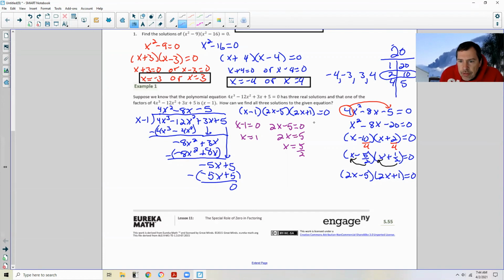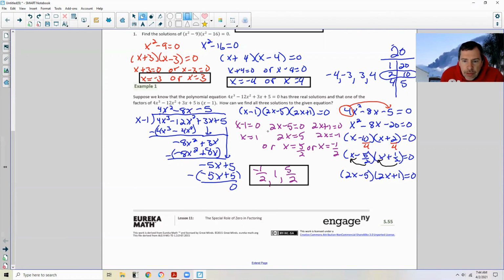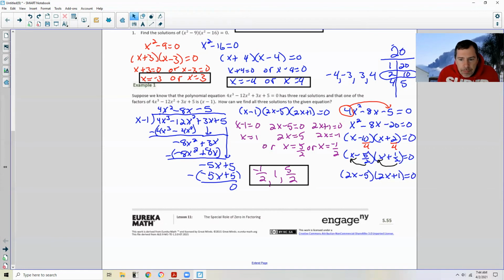Okay, and then 2x plus 1 equals 0. 2x equals negative 1. x equals negative 1/2. So I should have "or"s here because x can't be two different things at the same time. Put them in order. So my answer is negative 1/2, comma, 1, comma, 5 halves. Okay, there they are in order from least to greatest, and those are the 3 solutions to this problem.